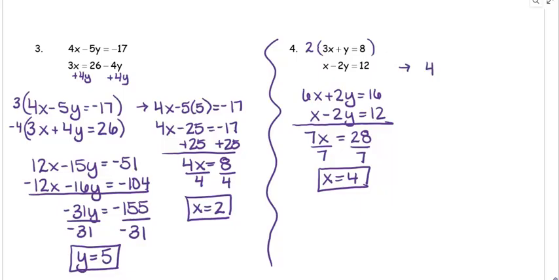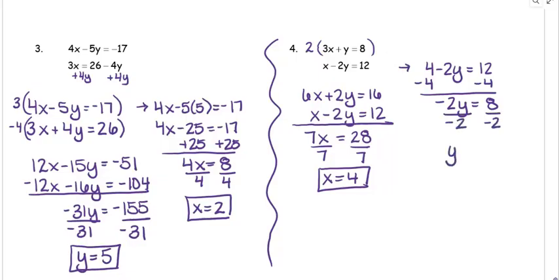I have 4 minus 2y is equal to 12. So subtracting 4, that is negative 2y is equal to 8. And if I divide both sides by a negative 2, we've got y to be equal to negative 4. So x is 4 and y is negative 4.